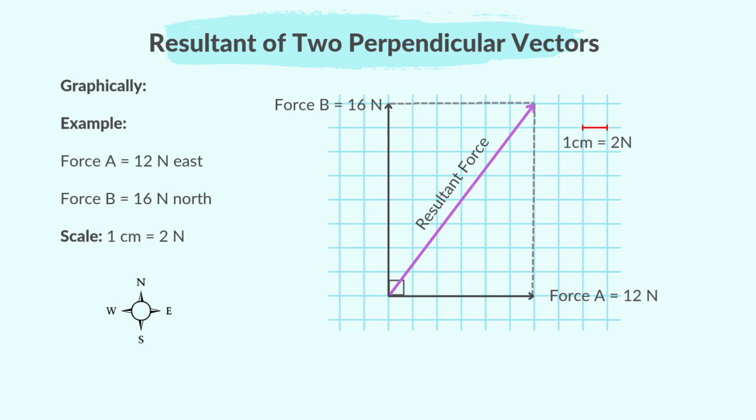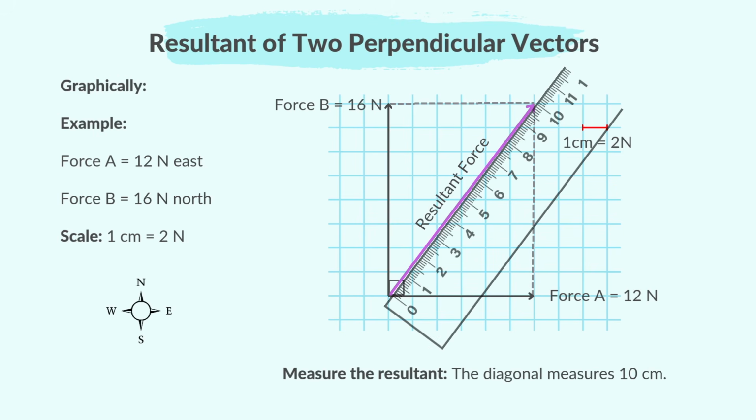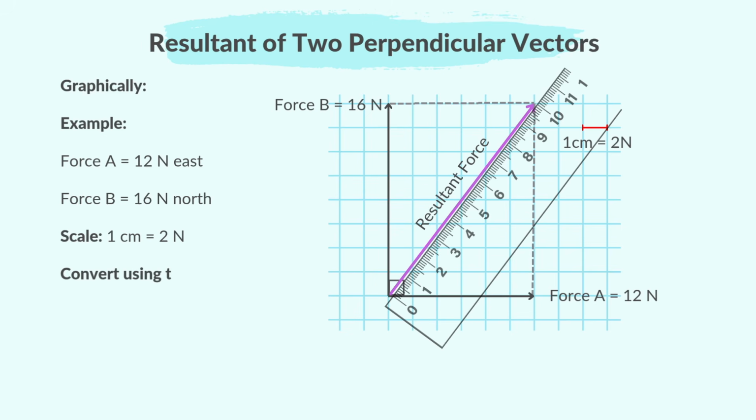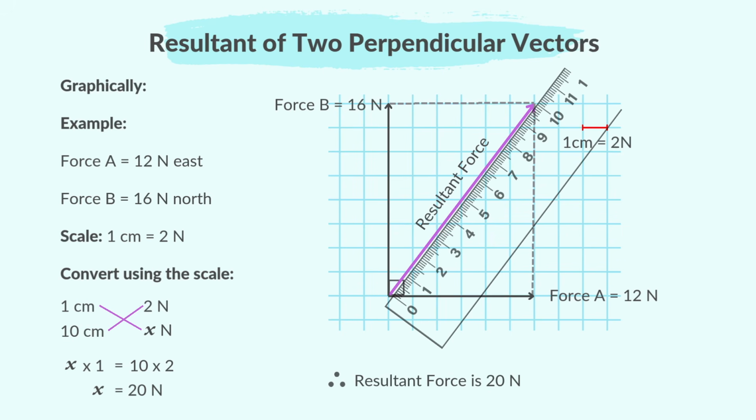Step 6. Measure the resultant. Place the 0 of the ruler at the starting point and measure the length of the diagonal. The diagonal measures 10 centimeters. Step 7. Convert using the scale. 10 centimeters times 2 newtons equals 20 newtons. So the resultant force is 20 newtons.